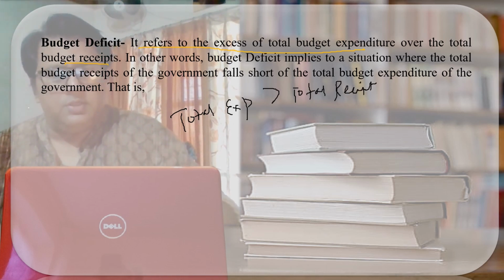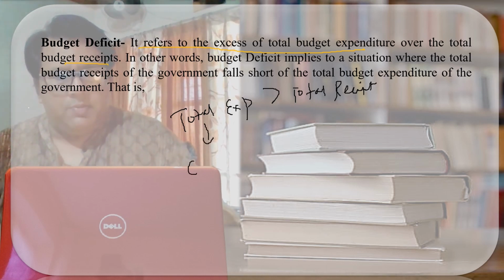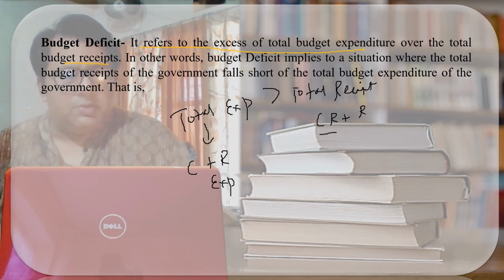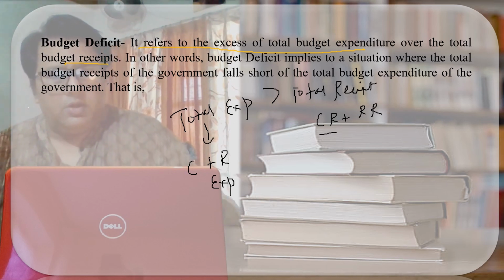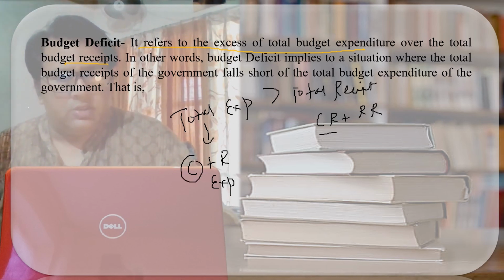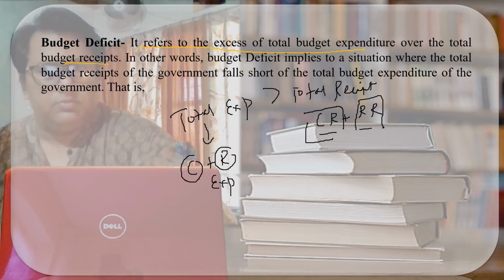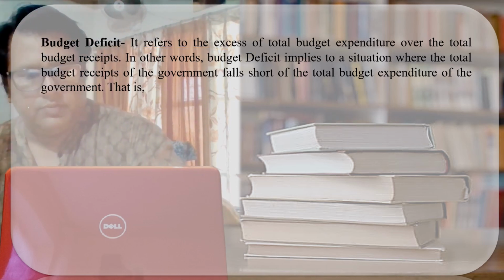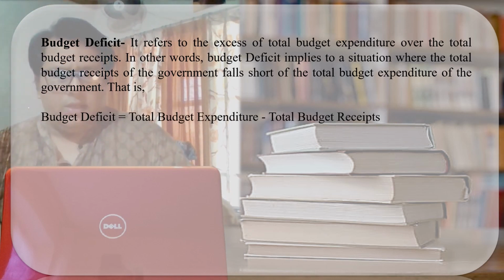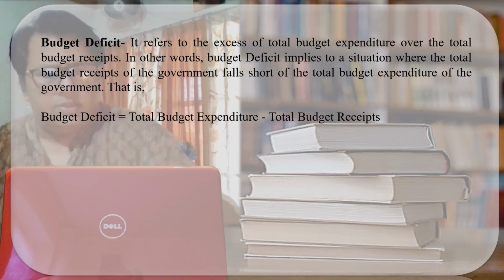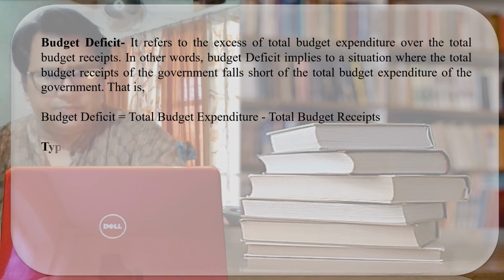Total expenditure means the summation of capital plus revenue expenditure. And total receipt means capital receipt plus revenue receipt. Total expenditure means capital expenditure and revenue expenditure. Total receipt means capital receipt and revenue receipt. So when the total expenditure exceeds the total receipt, that is called deficit budget. Here we can say total budget expenditure is more and the total budget receipt is less.